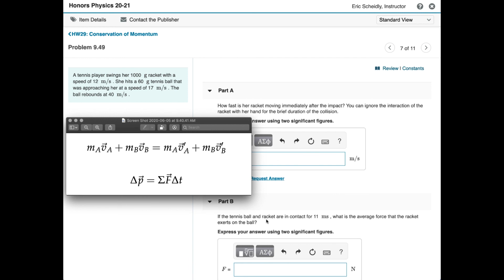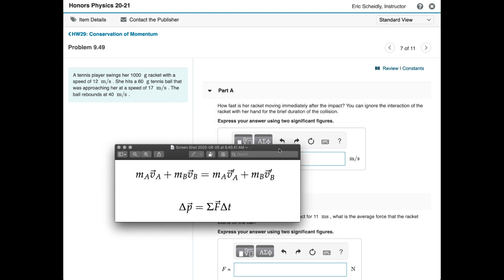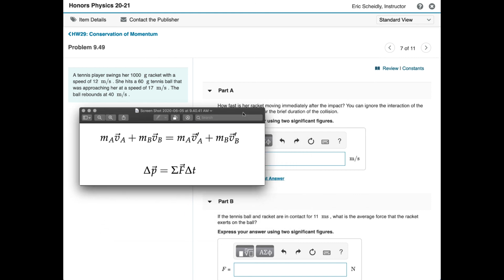In part B, if they're in contact for 11 milliseconds, what is the force that the racket exerts on the ball? There are two ways you can go here. You can either calculate the change in momentum of the ball and divide by the time, or calculate the change in momentum of the racket and divide by the time. Either way, you'll get the same magnitude of the value for the force.